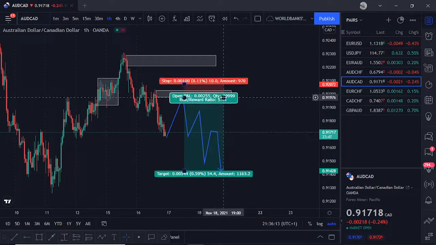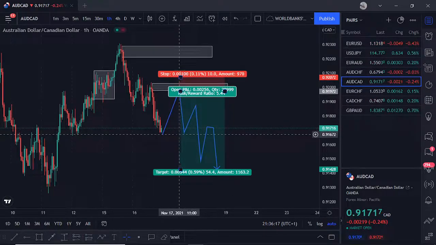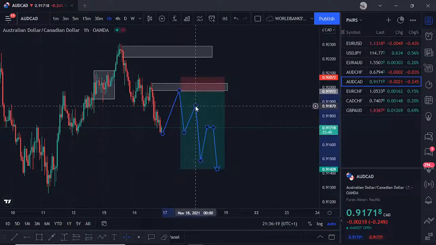Very, very small amount. Unlike someone who is using one lot and has closed half of the position, and even if he hits SL at break even, you know that he has banked something.